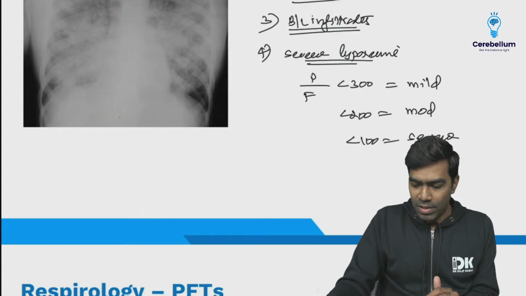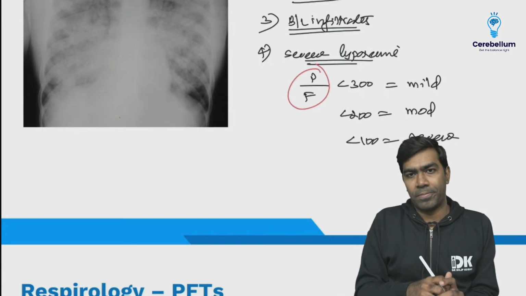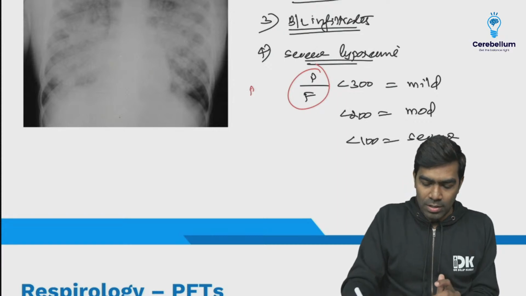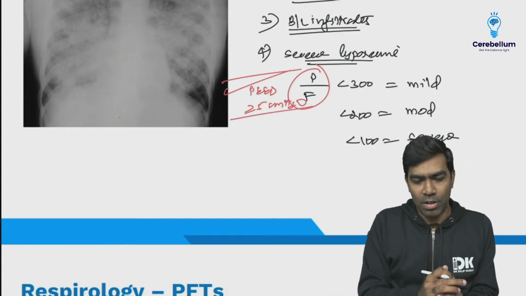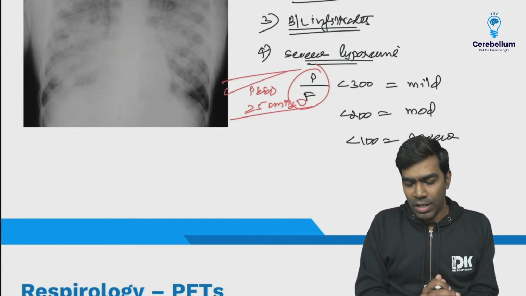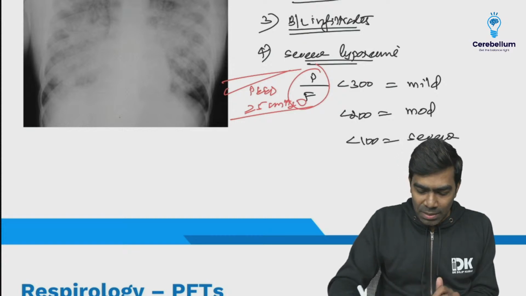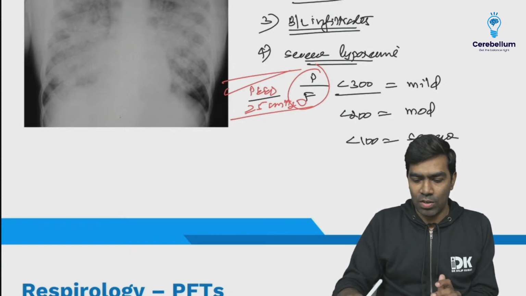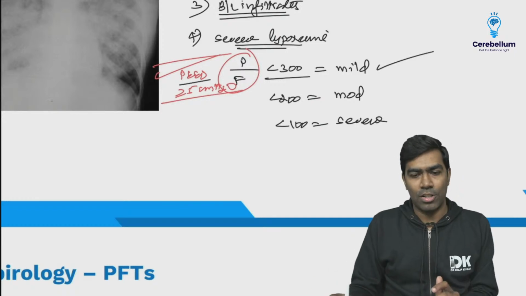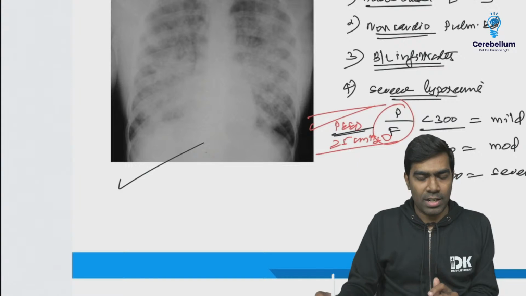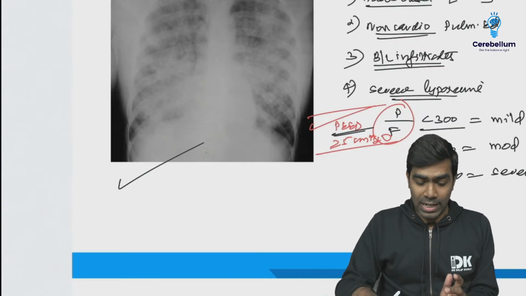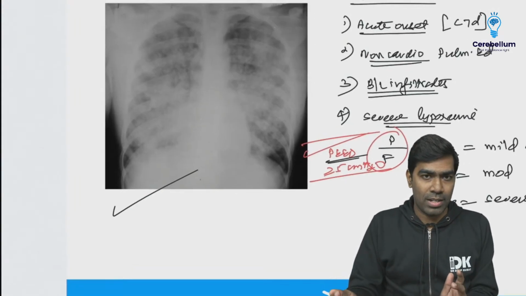And remember, PF ratio should be calculated based on your PEEP. So PEEP should be at least 5 centimeter of water and above. So if the PF ratio is less than 300 with a PEEP of at least 5 centimeter of water, only then can you make a diagnosis of ARDS. So don't forget this PEEP. That's very, very important. So this is a typical X-ray that you're going to get in exams if they want you to diagnose ARDS.